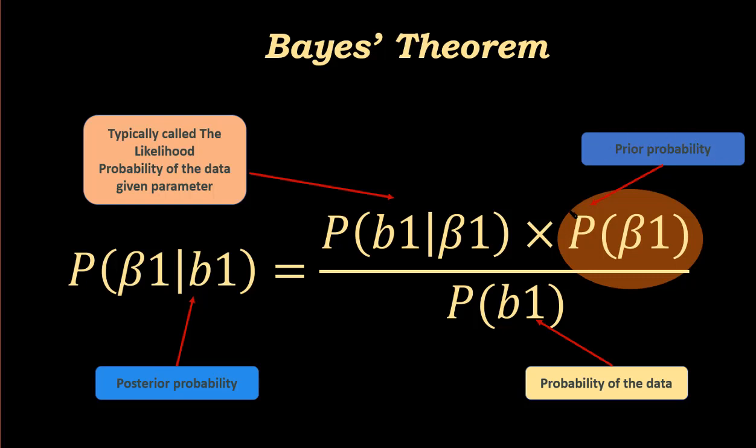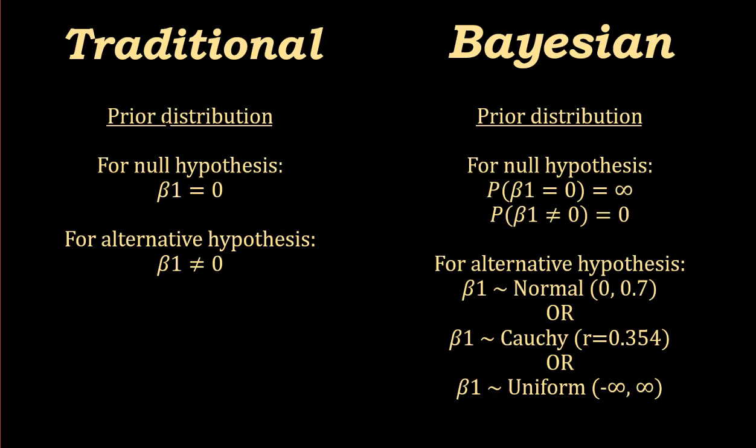Okay, so let's go to the prior probability. We explored the probability of the data given the parameter values. Now let's explore the prior probability. In the prior distribution for the traditional model, we say that for the null hypothesis beta 1 equals 0, so no other value is possible. In the prior distribution in the Bayesian model, for the null hypothesis, we actually say the same, but we use the probability language to say that.